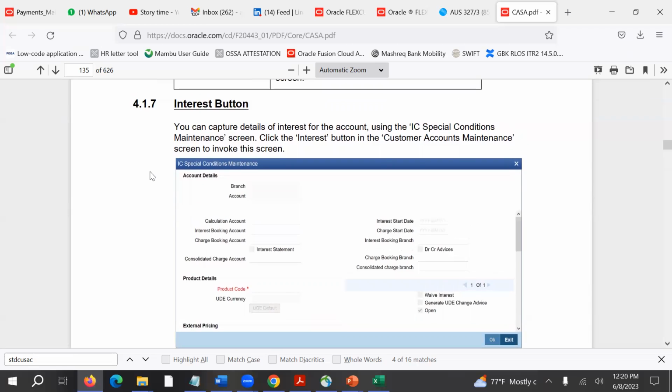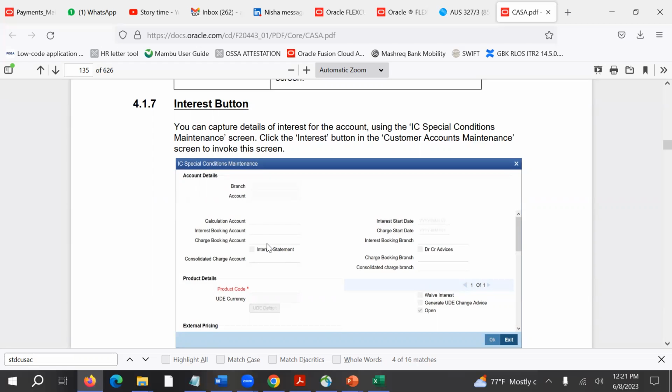So this is how it appears when you click on that interest button. Let's say I want to calculate the interest, but credit it to some other account. I have 2, 3 accounts. Calculate all the interest on the savings account, but when you credit the interest, credit it to my current account. So in this, I can say this is the booking account. I can say calculation is on my savings account, but booking is on the current account. Similarly, if I want to deduct charges from some other account, I can mention a different account over here.